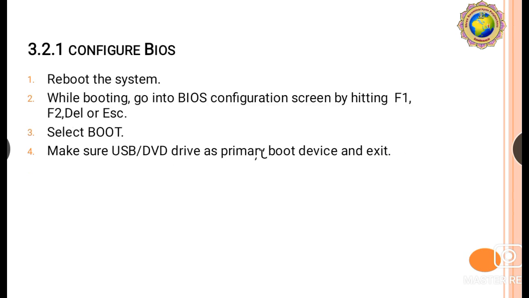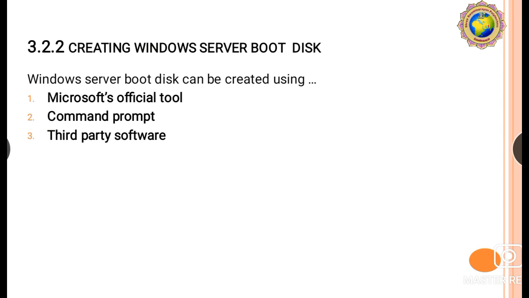Okay. Next, configure the basic input output system, which means configure BIOS. First of all, reboot the system. Then second, while booting, go into the BIOS configuration screen by pressing function key F1, F2, Delete, or otherwise the Escape key on the keyboard. Okay, then select Boot, make sure the USB drive is the primary boot device, and exit. Okay. Next, creating a Windows Server boot disk.